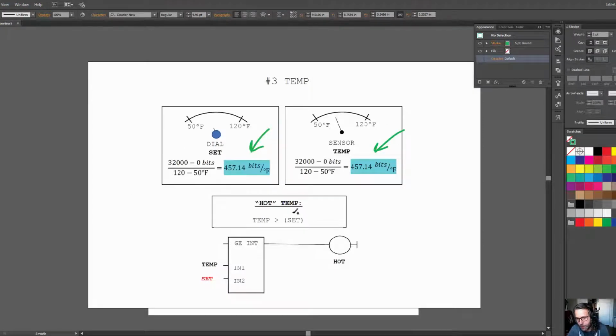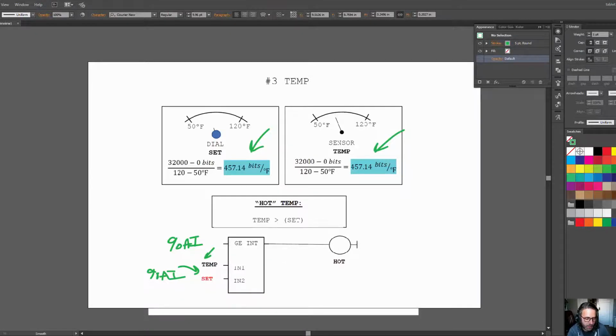So it's very simple. For the hot temperature, all you need is that comparator: is the temperature greater than the set point. These are both coming from built-in variables. The temperature is coming from the sensor, so that would be a percent AI, and the set point is coming from the dial, so that would also be a percent AI analog input. And so you just have this hot discrete variable.